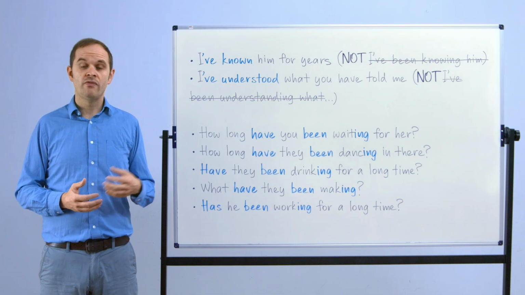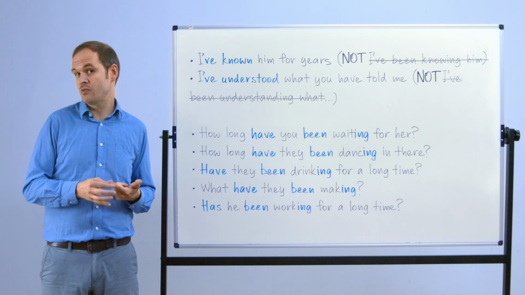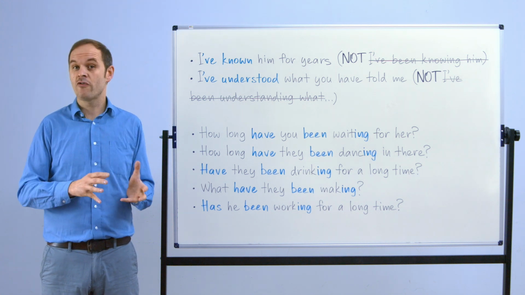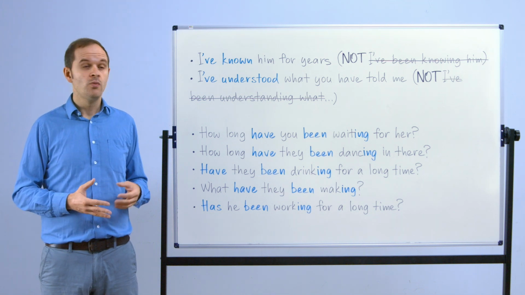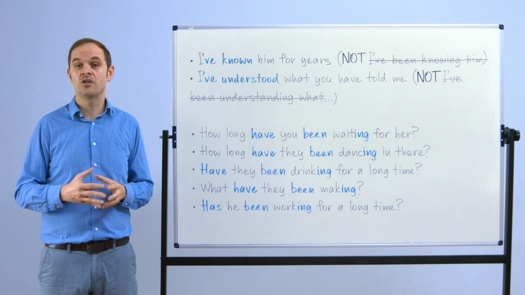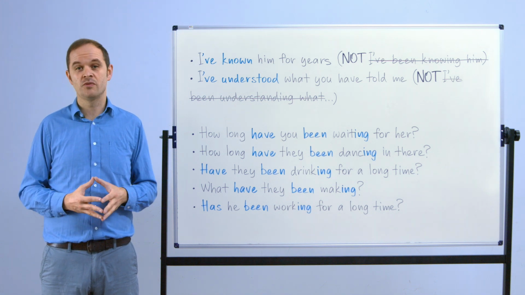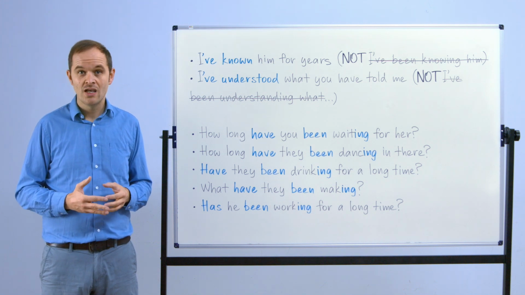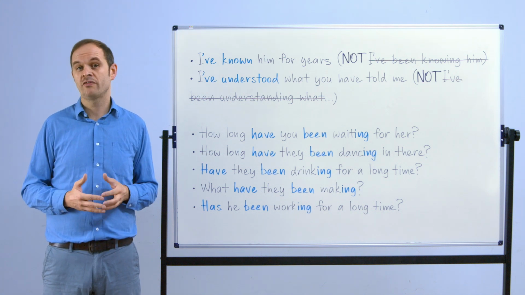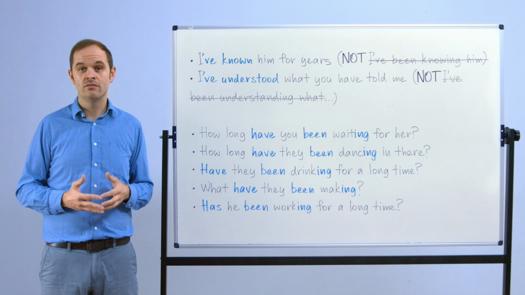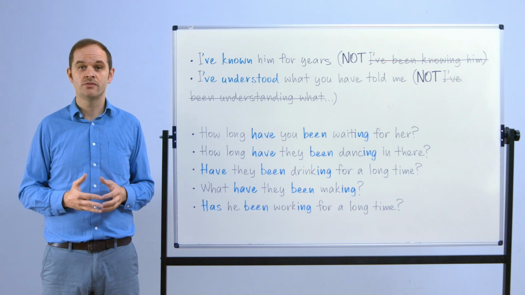So far, we've looked at the present perfect simple and the present perfect continuous, and how they're different and how they work and describe different activities in different ways. We've also looked at state verbs and active verbs, and how you can't use state verbs in the present perfect continuous. And we've also looked at the different ways we can ask questions using the present perfect continuous and how they're different from present perfect simple questions.